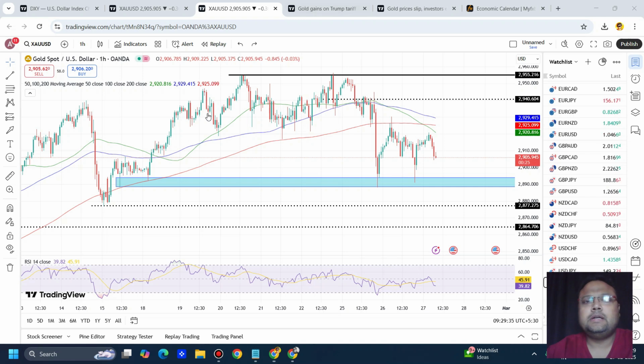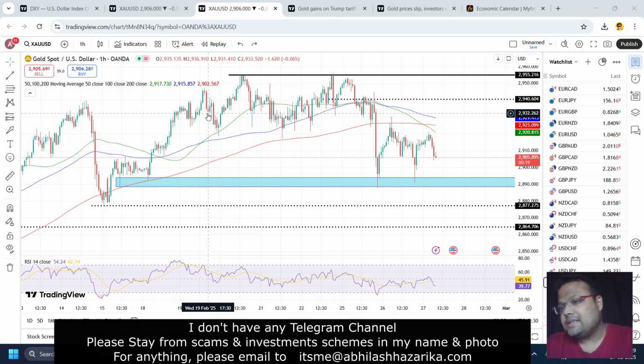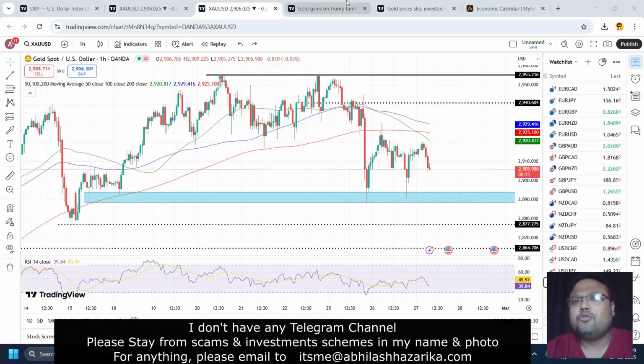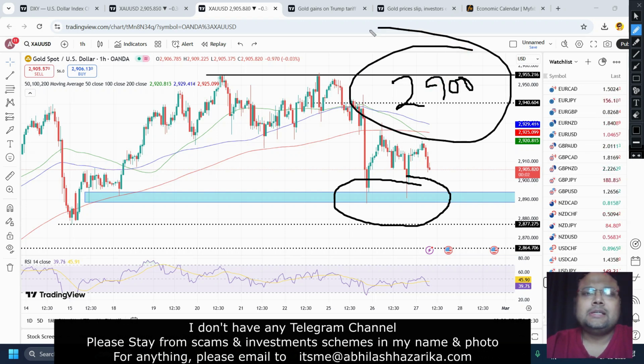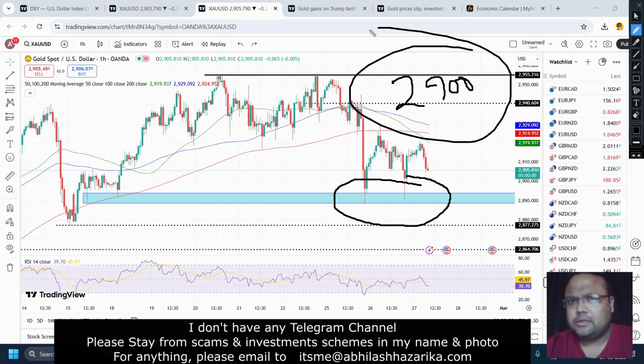So let's get started. My dear friends, this is the hourly chart of gold in front of us, and we can see that the levels that we discussed are still the same. Yesterday there was not much movement in the market. Market came down again, took support around 2890 area and bounced back. Right now gold is trading a little above 2900, but there's a good chance that in the next 1 or 2 days we may see gold going down.